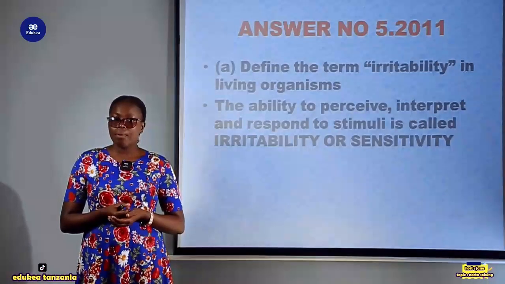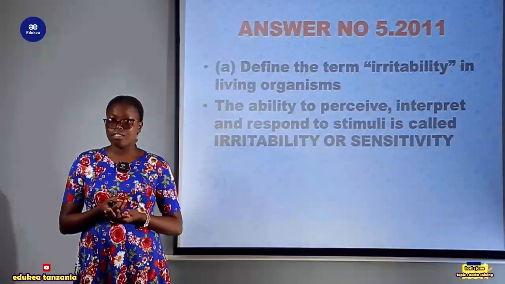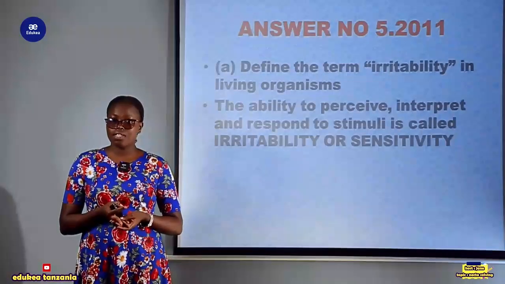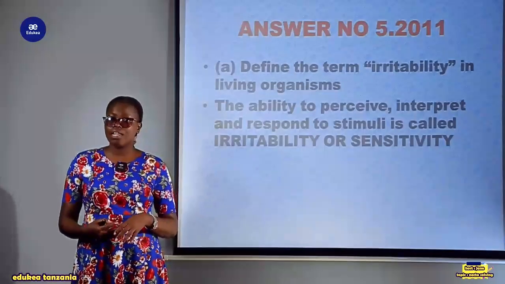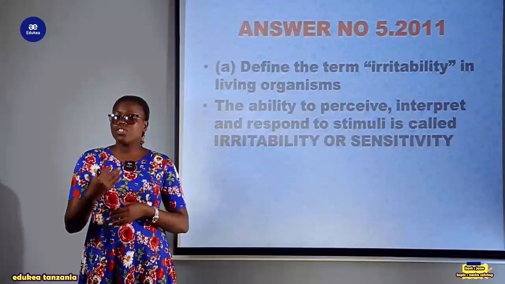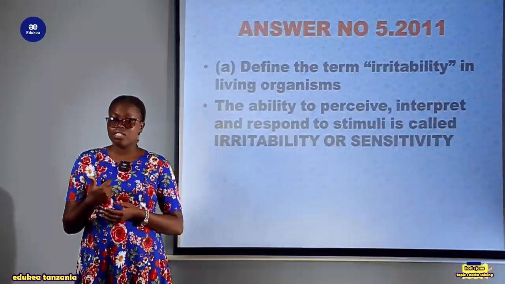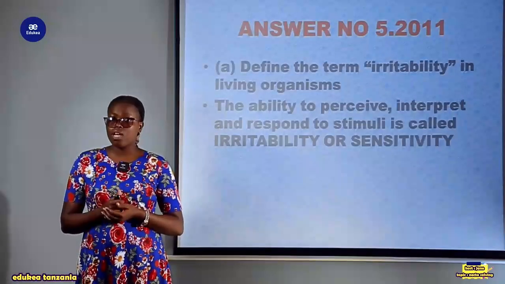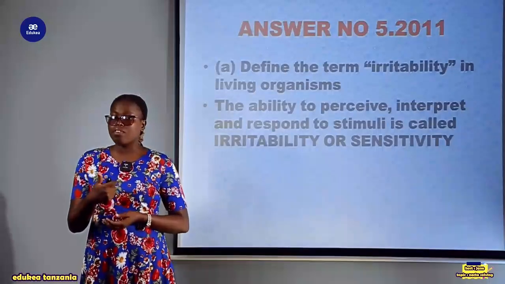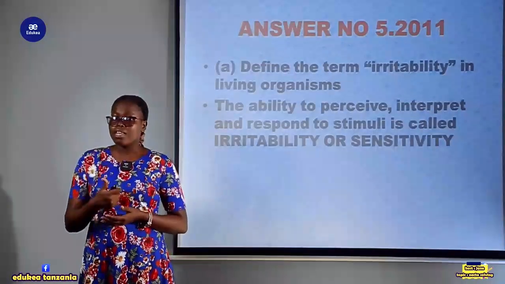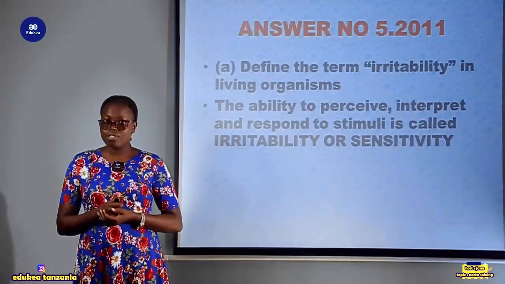Or for example, a plant senses the absence of water. There is no water. The plant will respond by giving a mechanism, either folding of the leaves or closing of the stomata, to ensure that there is no water loss. So this is one example of irritability. They detect, and after detecting, they respond by giving a mechanism that provides regulation of the bodily activity. So this is what is known as irritability.